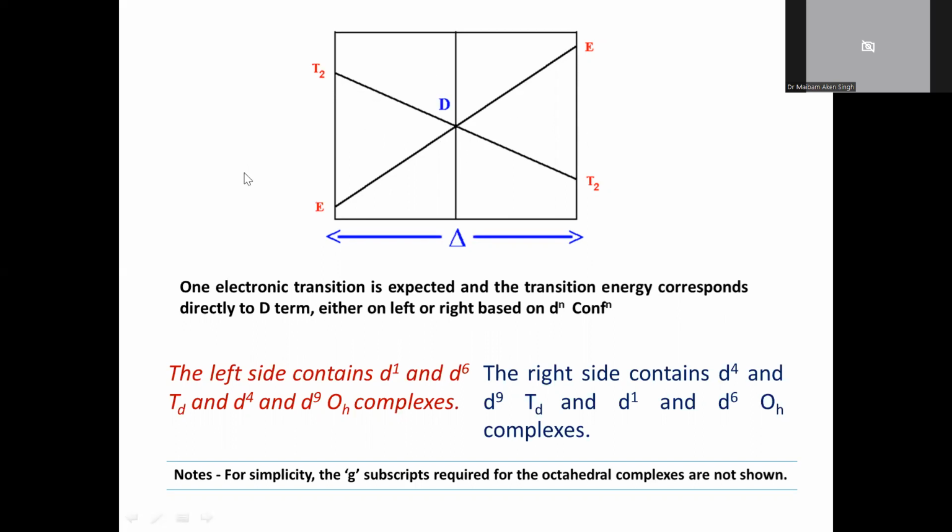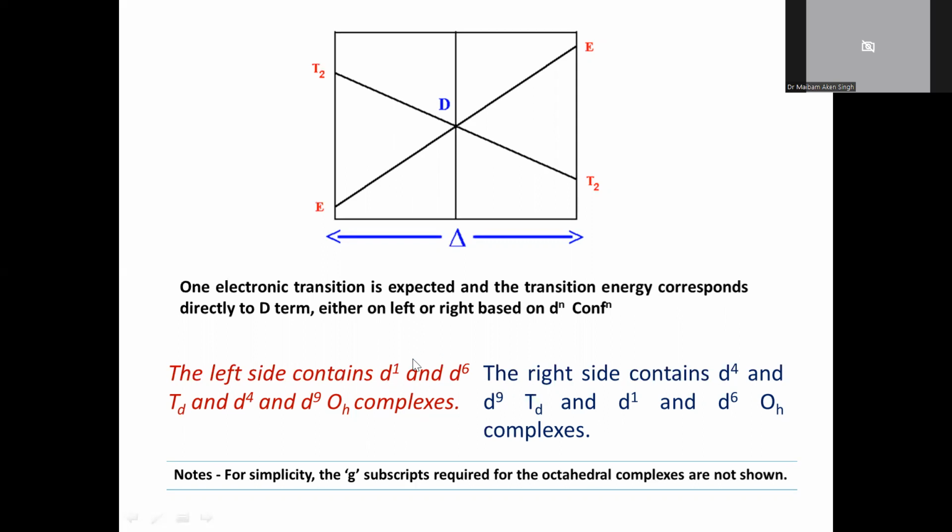Just remember that, no problem. Here, left side and right side. The left side contains D1, D6, which reflect tetrahedral. D4, D9 reflect octahedral. Just remember, D1, D6, D4, D9, octahedral. In the right side, D4 and D9 tetrahedral, and D1 and D6 octahedral, just opposite to this.